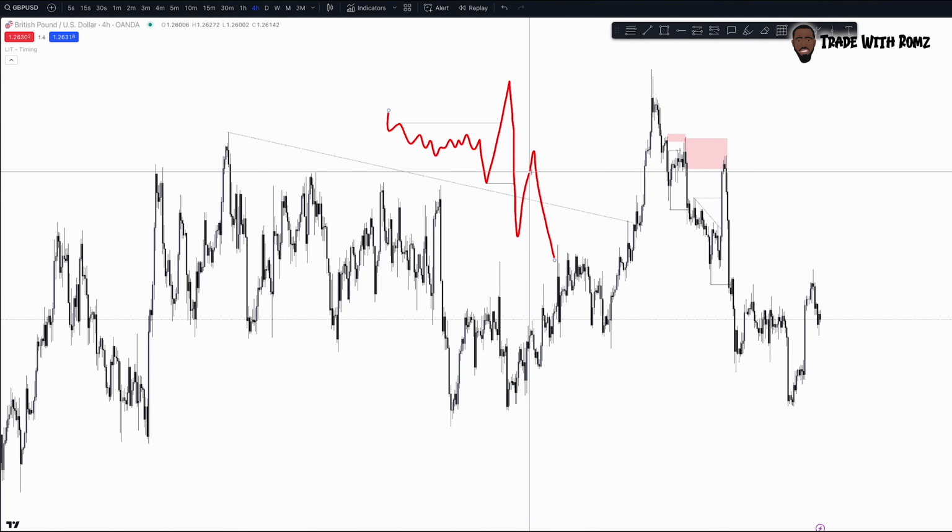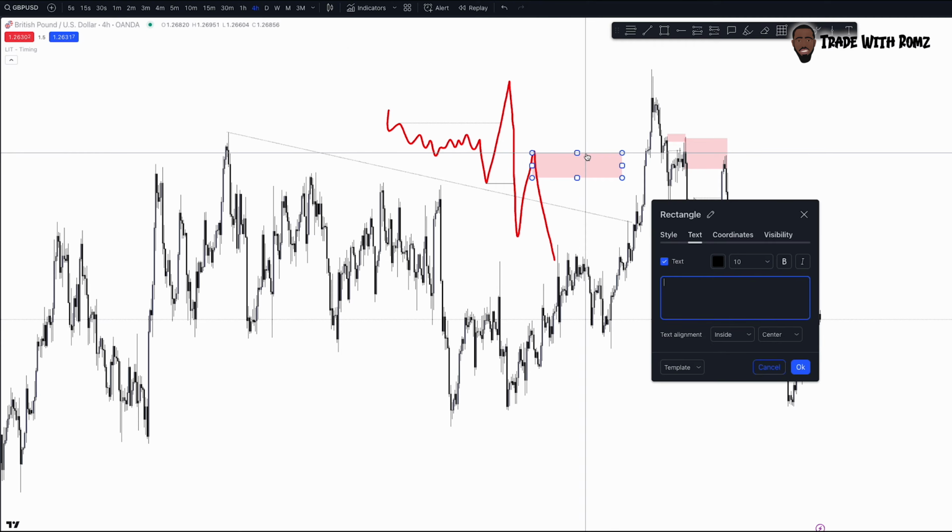And what happens here now is, a lot of people may try to enter here. They'll enter here, put the stop loss above this high, and then it will go create a new low. Then they'll go break even. But what's really happening here is that price is just creating a trap.